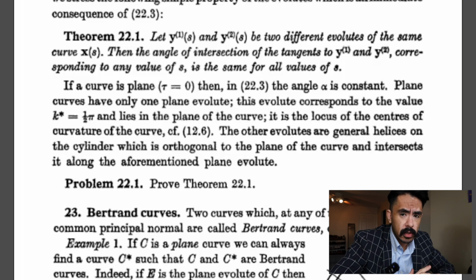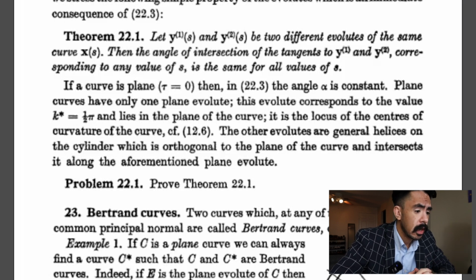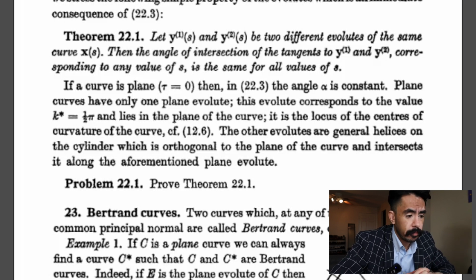We have a few remarks, and then we're going to be proving this as the sole problem for section 22. If a curve is plane, so it's not an osculating plane we're talking about, but this curve is completely incident in the plane.